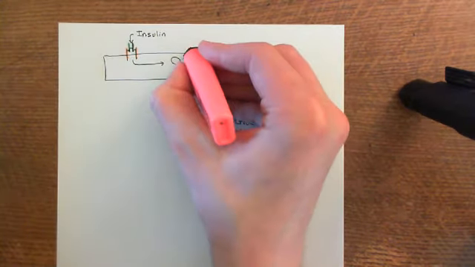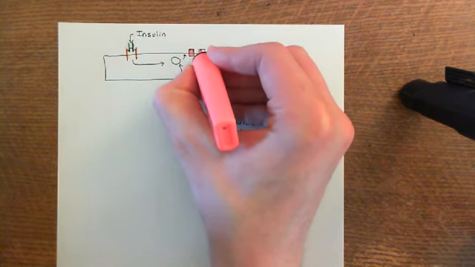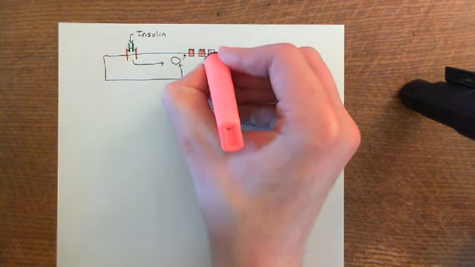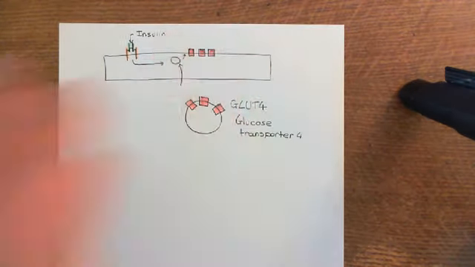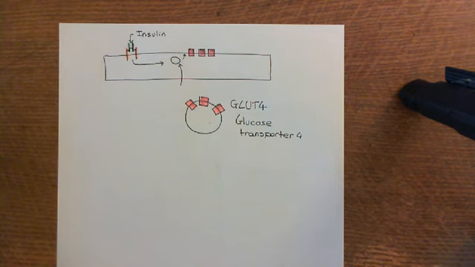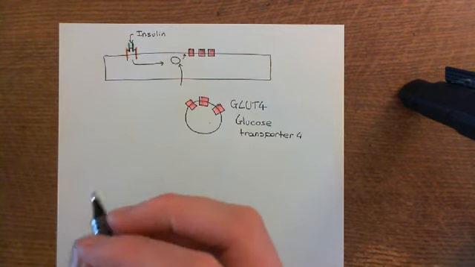Now, when blood glucose level is through the roof, because you've got loads of glucose coming in from the intestine, then glucose concentration will be higher in the extracellular fluid than it is within the cytoplasm of the skeletal muscle cells.